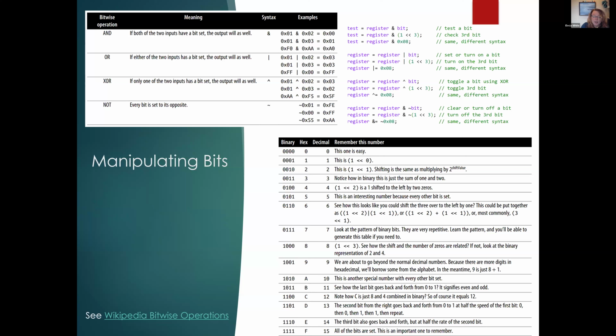Where the logical and has 2 ampersands, the bitwise and only has 1. Same for or with the pipe character. As for not, instead of an exclamation point, bitwise not uses a tilde, and it reverses every bit so the 1s become 0s and the 0s become 1s.